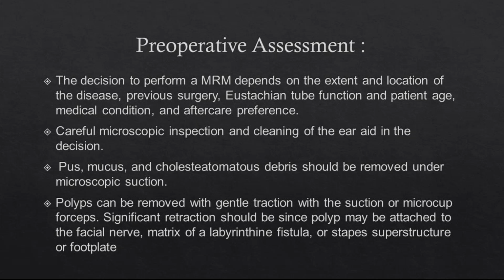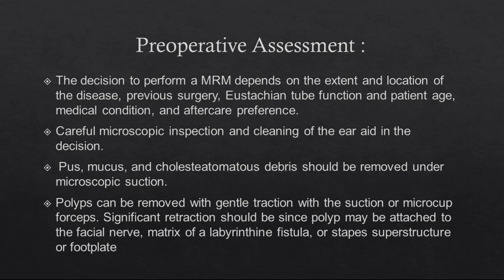So for MRM, for a surgeon to decide that this case he or she will do an MRM, it depends on one thing, the presence of cholesteatoma. Once you establish that this patient has a cholesteatoma, from there you start thinking about MRM first. Then any previous surgery. Suppose you are working in an apex hospital, so obviously you will also see patients who have undergone ear surgery a few years back, and now there is a recurrence.